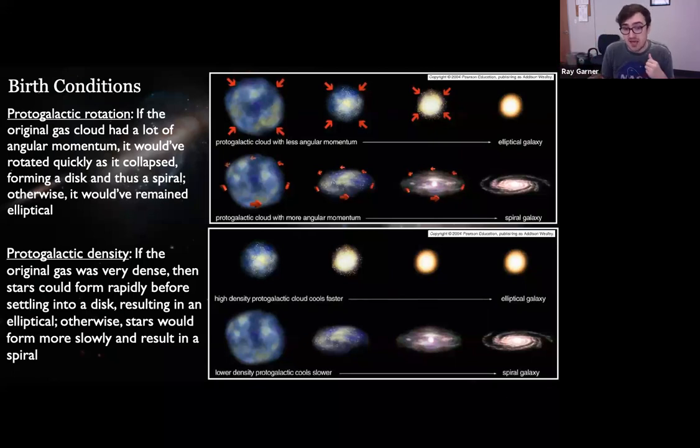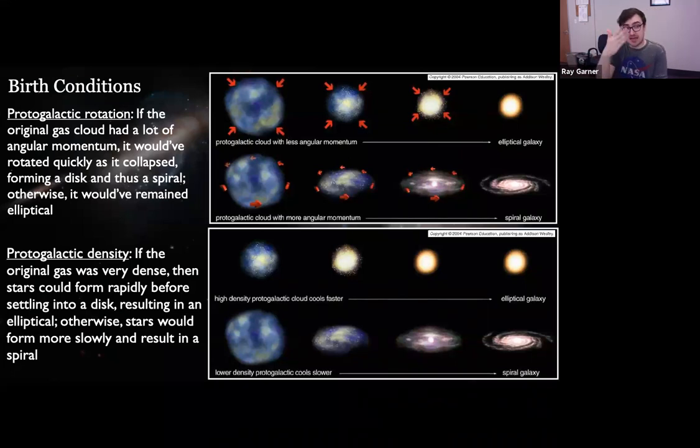The other way you could get an elliptical and a spiral is maybe by changing the density of that protogalactic gas cloud. If the original gas cloud was very dense, then stars would form much more rapidly before the entire cloud had the chance to settle into a disk, thus leaving behind an elliptical. Otherwise, if it wasn't that dense of a gas cloud, then those stars would form much more slowly, allowing the whole gas cloud to collapse into a disk, and we would get a spiral.